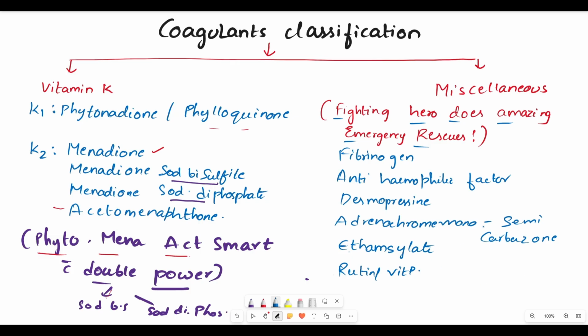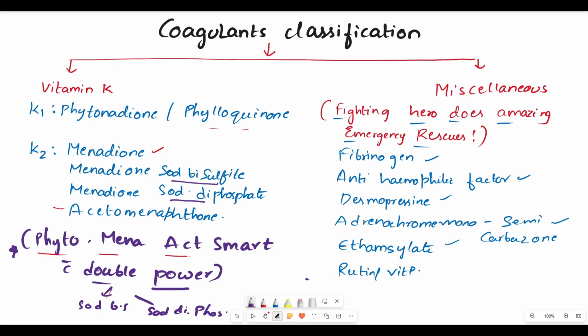So, the second class is miscellaneous. So to remember the drugs under this class, just remember one simple sentence, that is fighting hero does amazing emergency rescues, where F means it is fibrinogen, H means it is anti-hemophilic factor, D means it is desmopressin, A means it is adrenochrome monosemicarbazone, E means it is ethamsylate, R means it is rutin, which is also called vitamin P. Now, let me just repeat this entire coagulants classification for you once again.